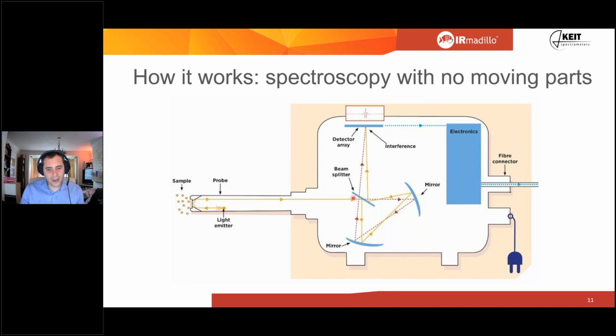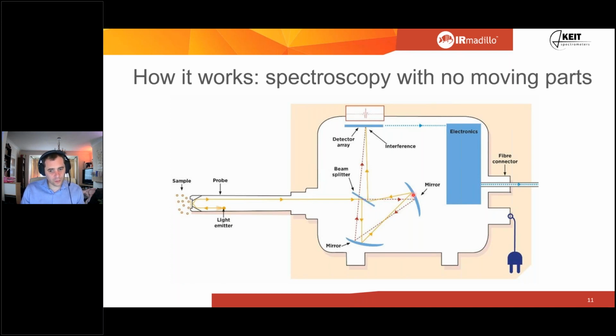Then the light goes back into the body of the spectrometer and hits a beam splitter. If you've ever had your head resting on a window on a bus or a car or a train, and you can see your reflection, but you can also see through the window, that's a beam splitter. That's exactly what happens here. So some of the light gets reflected and goes around this track of mirrors, and then it gets reflected off the beam splitter and hits the detector array.